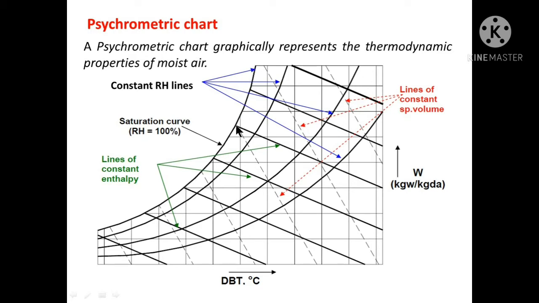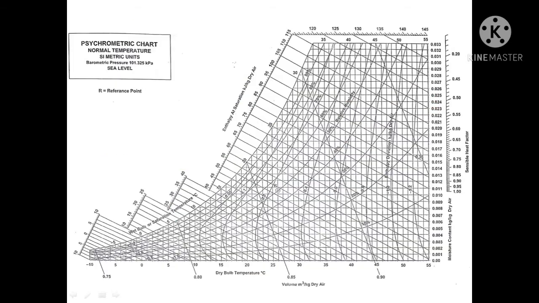This is a saturation curve, which has 100% relative humidity. Parallel to this saturation curve, there are a number of curves which give the relative humidity in percentage. There is an inclined line which gives the constant wet bulb temperature lines, and there are dotted lines which give the specific volume lines. Dotted lines represent the constant specific volume lines.